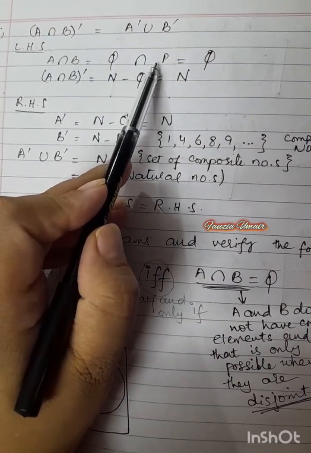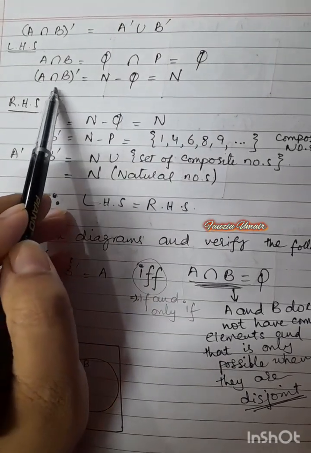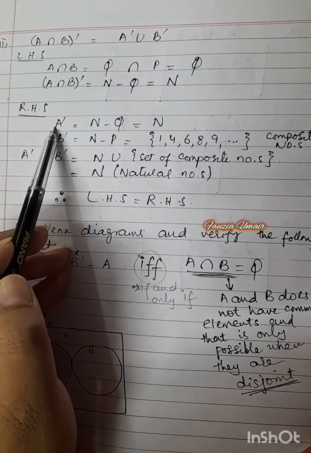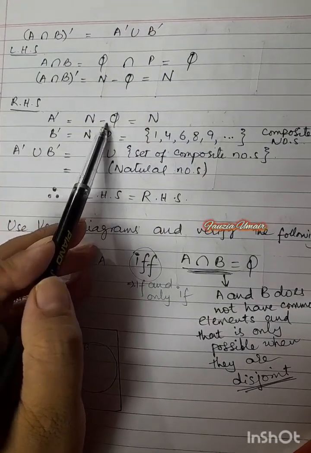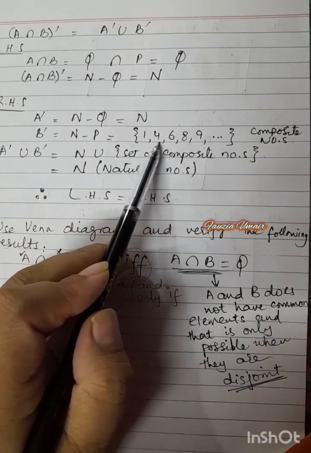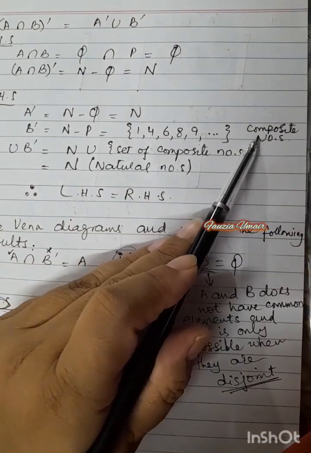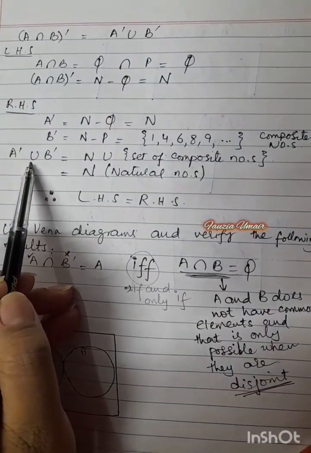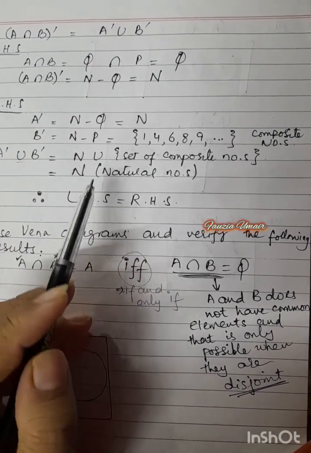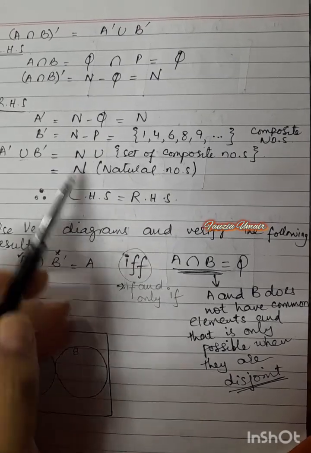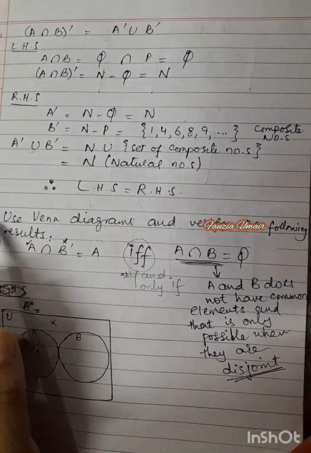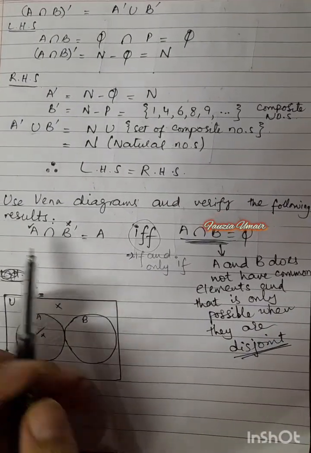A intersection B is empty, (A intersection B) complement is N. So on the right hand side, A complement is N minus the empty set, so it is N. B complement is N minus P, so they are all composite numbers, because you have subtracted the prime numbers from the list. Now you are taking the union, so the union would be natural numbers only. So the left hand side is the same as the right hand side. Hence proved, we have proved the De Morgan's law.